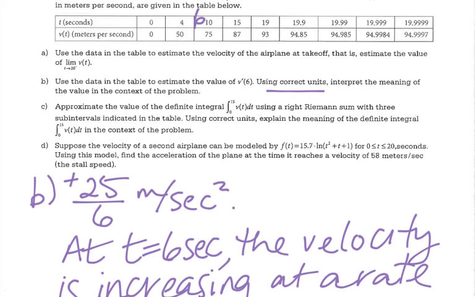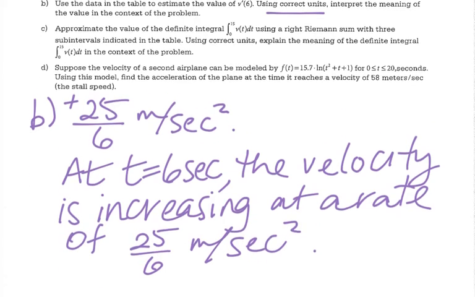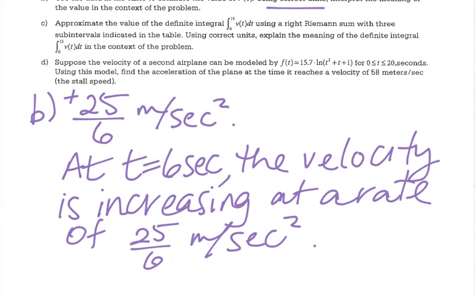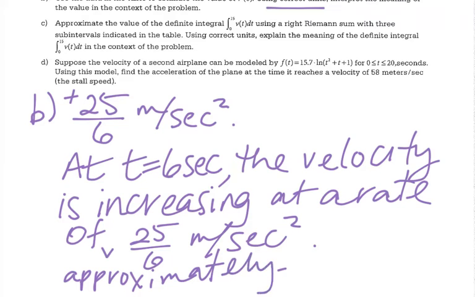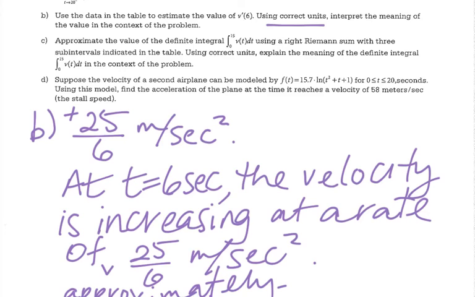Okay, so again, we can take a look at our velocity. Our velocity has increased, and at t equals 6, it's approximately, I should say, it's increasing at a rate of approximately, because we found an average, right? We are approximating 25 over 6 meters per second squared. So here you would probably get a point for finding the value, and then 1 for your explanation with the correct units. Okay, so now let's go on to C.